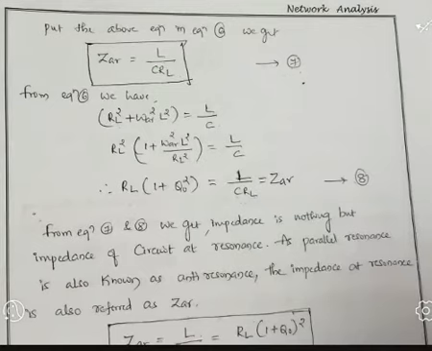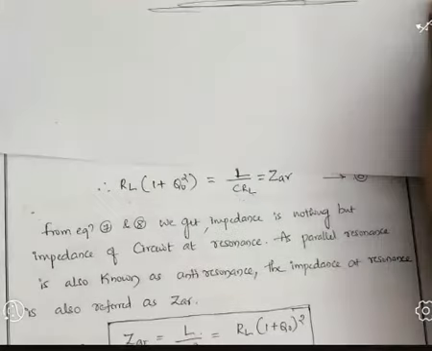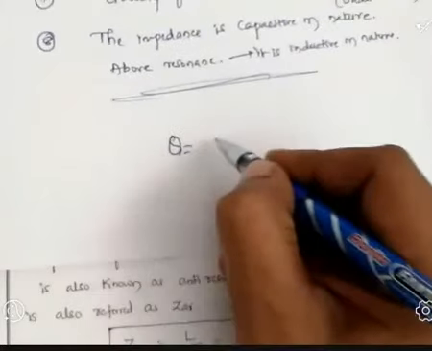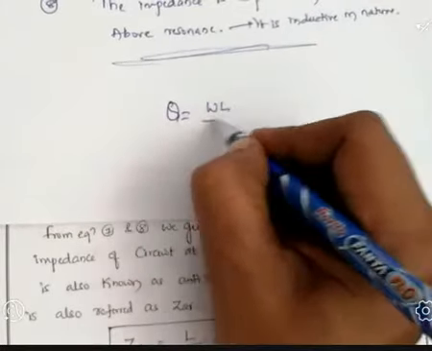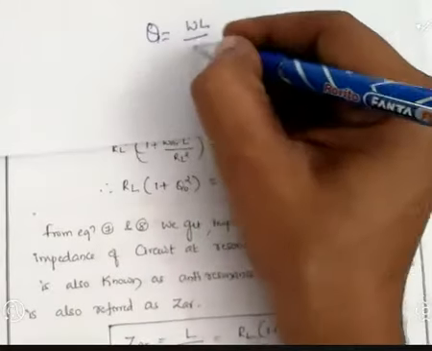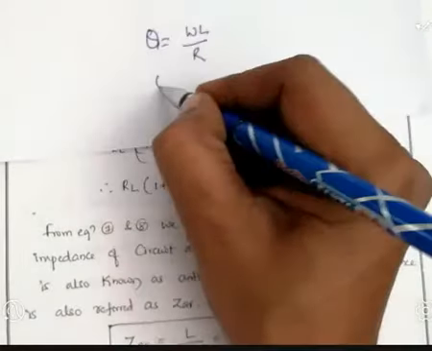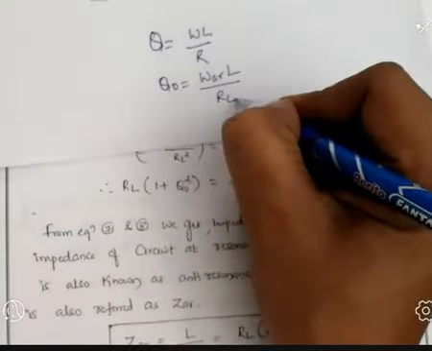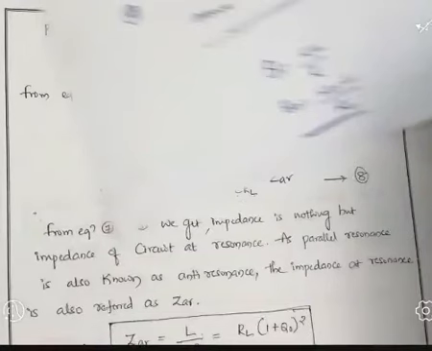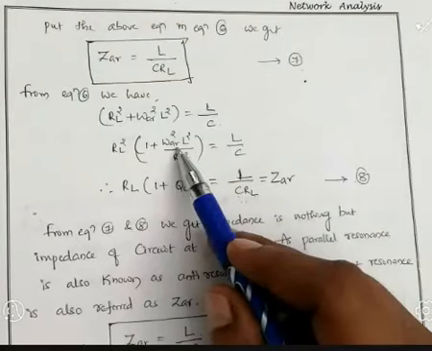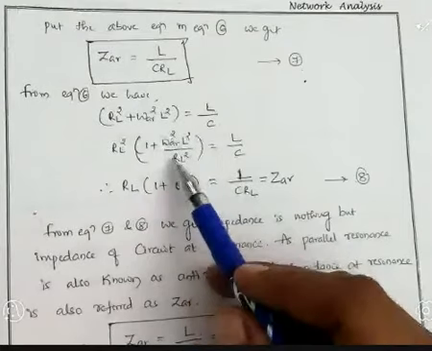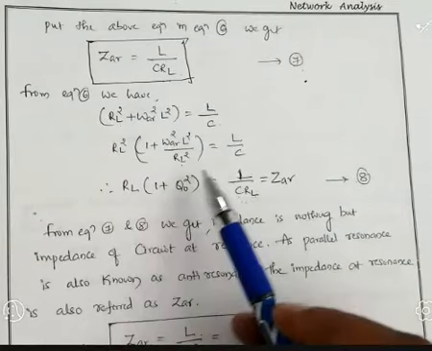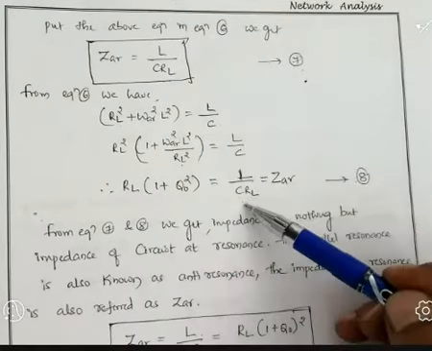We know that quality factor Q equal to omega L by R. So in terms of anti-resonance, omega AR into L divided by RL. This is the quality factor, and both are squared, so it becomes Q naught square. Hence RL multiplied by 1 plus Q naught square is equal to L divided by C into RL.